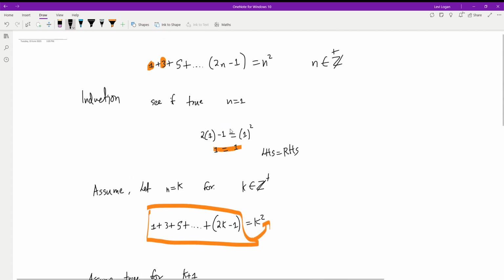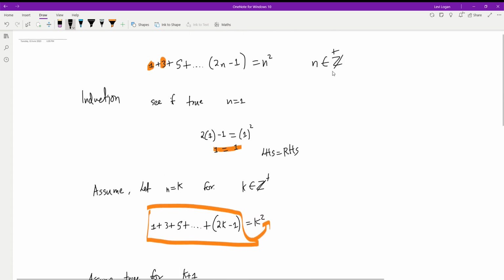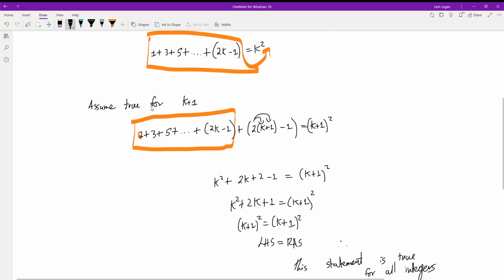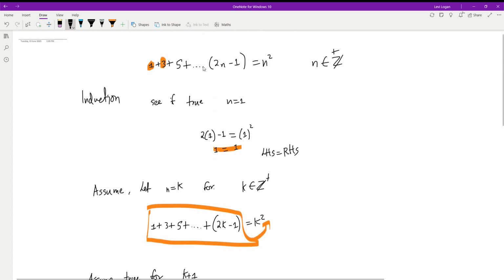So we worked out true for the most basic case, n equals 1, true for n equals k, where k could be any integer as specified here, and then assumed true for the integer after k, so k plus 1. And then we made that substitution, and we've proved it. So this statement is true for all integers that are positive.